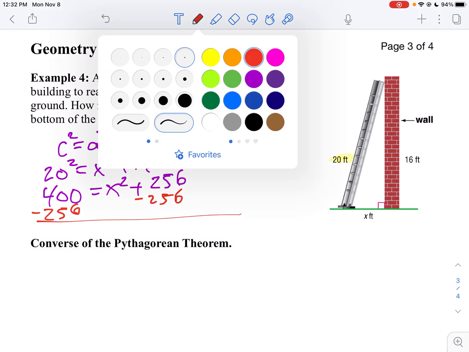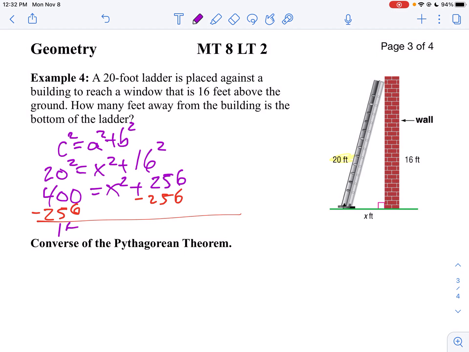So we get 144 equals x squared. Well, if x squared is 144, if I take the square root of both sides, I get a nice whole number here, don't I? x is 12. So it'd actually be 12 feet. It says x feet, so that really doesn't matter.